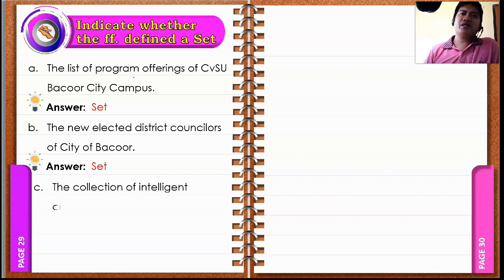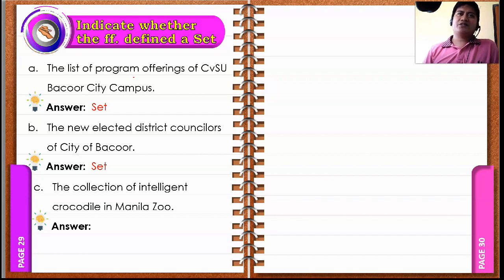This one, the collection of intelligent crocodiles in Manila Zoo. Is this a set or not a set? Obviously, what are the bases of an intelligent crocodile? In this case, this is a vague definition. One can define that a crocodile is intelligent, but another cannot define whether that crocodile is intelligent based on what is seen. So this example is not well defined. Therefore, since we cannot determine how to define an intelligent crocodile, this is an example of not a set.